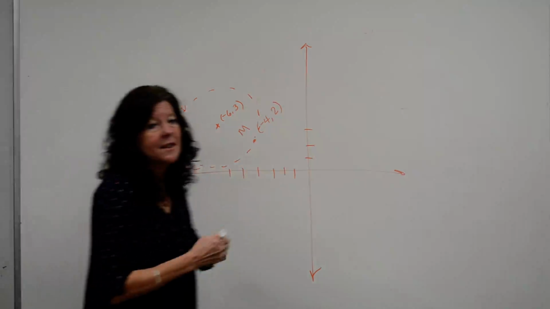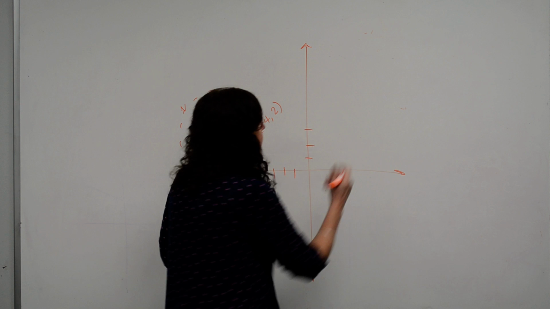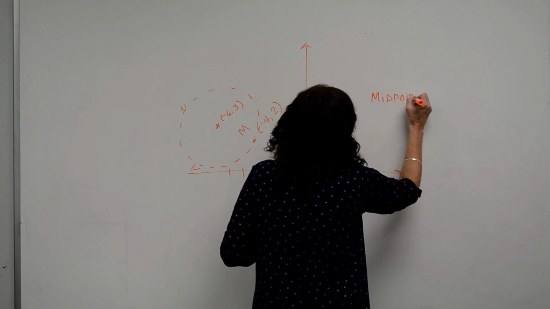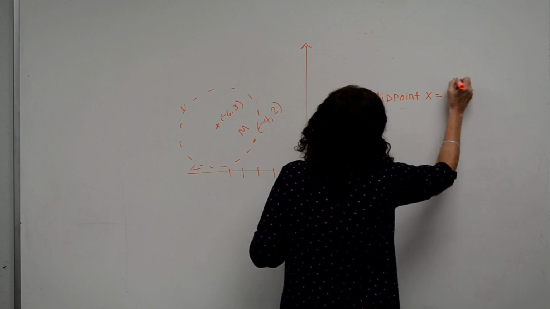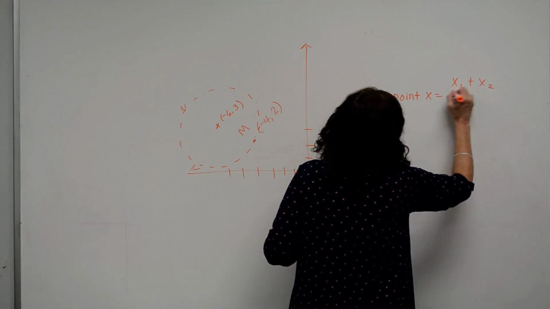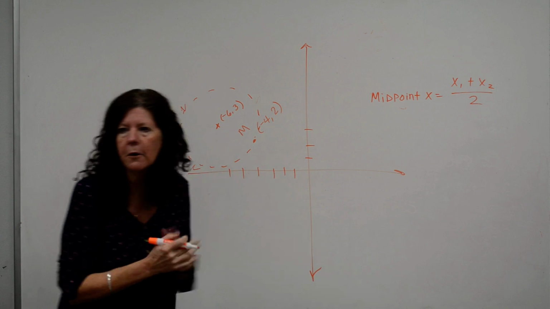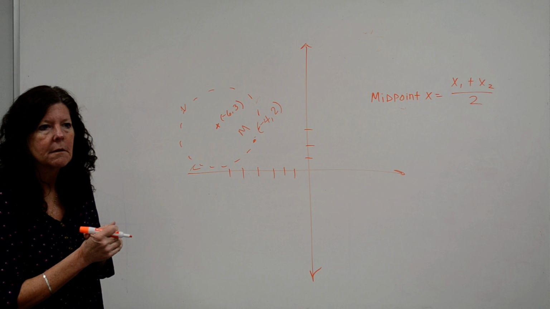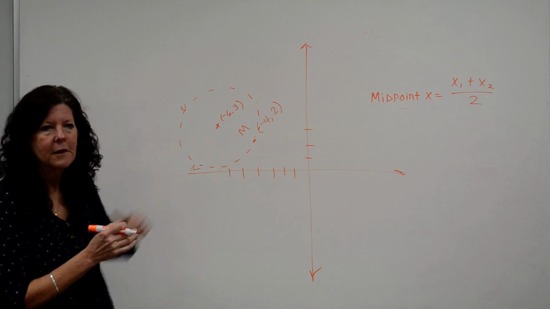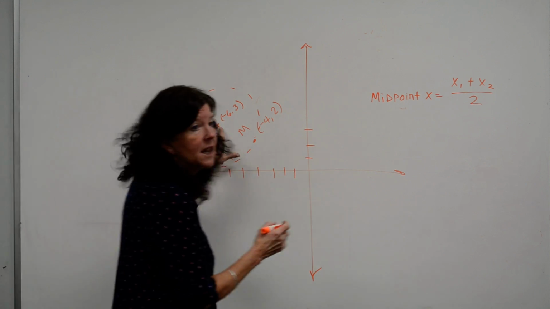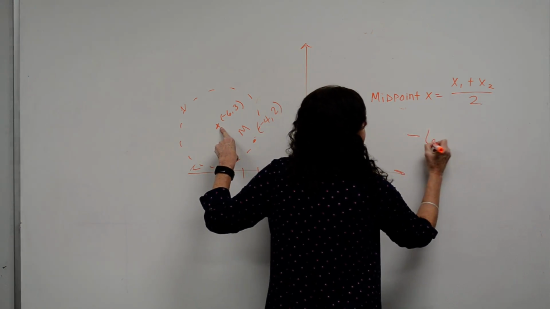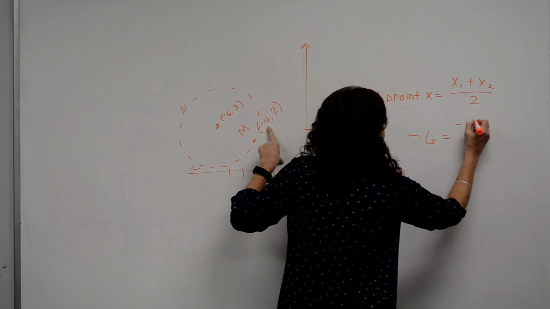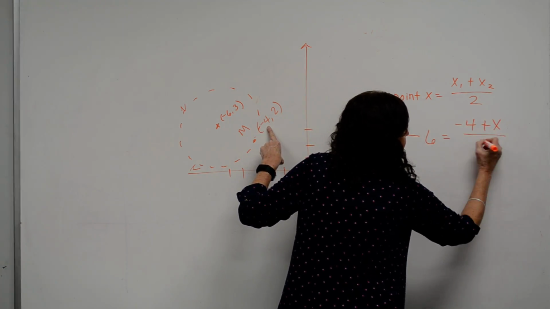I gotta use that midpoint formula, okay? Remember, midpoint: x is equal to x of 1 plus x of 2 over 2, okay? I know that. Well, I know what the midpoint is. What's the midpoint x on this? Negative 6. Okay, so negative 6 is equal to, and I know one of the x's, negative 4. I don't know the other one.